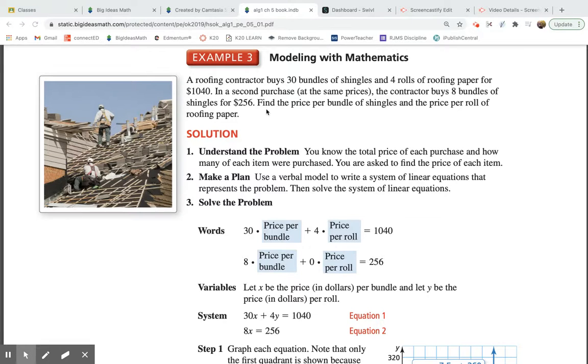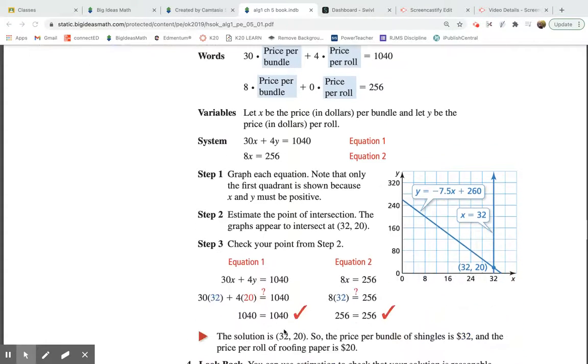Okay. Well, then on the second one, we can say this because they're the same price. 8 bundles, so 8x equals 256. They didn't buy any rolls of roofing paper on the second purchase. So those are your 2 equations right down here. 30x plus 4y equals 1,040. 8x equals 256. So we can graph those.